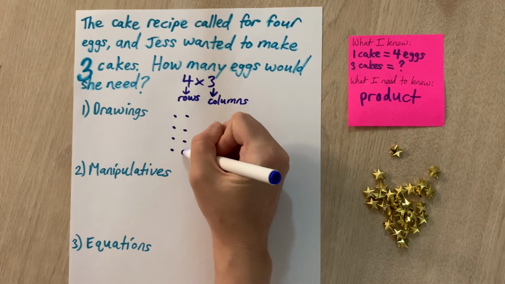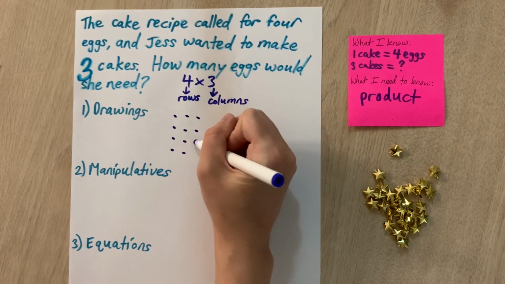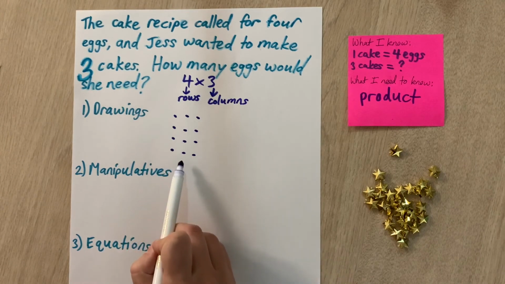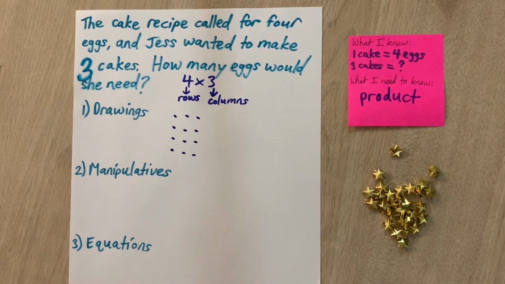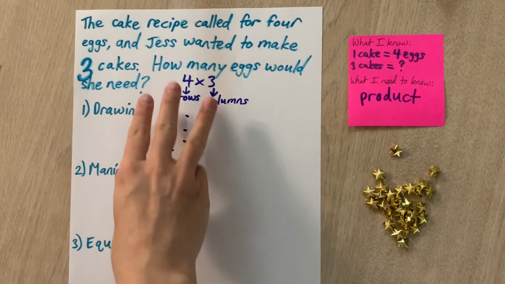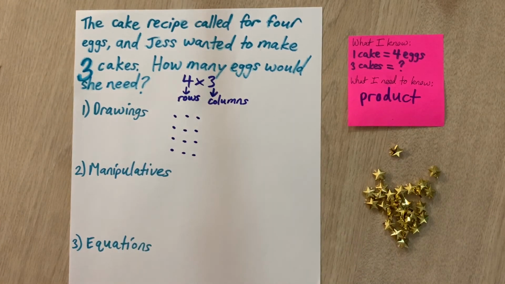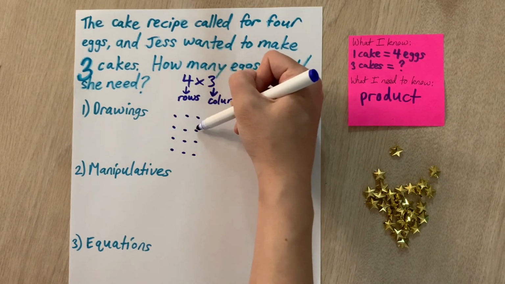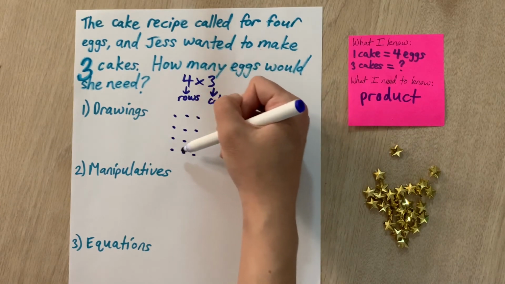So I'm going to add some columns, and they should line up as much as possible. So now we have 3 columns, 1, 2, and 3. So 4 rows, 3 columns. And now we'll add up all of our dots to figure out how many eggs Jess will need total. So 1, 2, 3, 4, 5, 6, 7, 8, 9, 10, 11, 12.